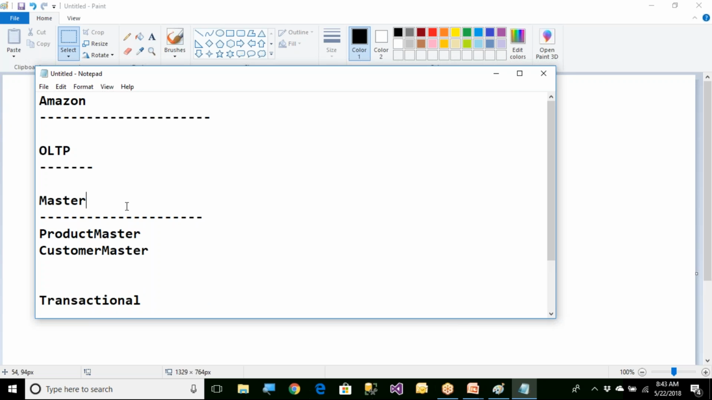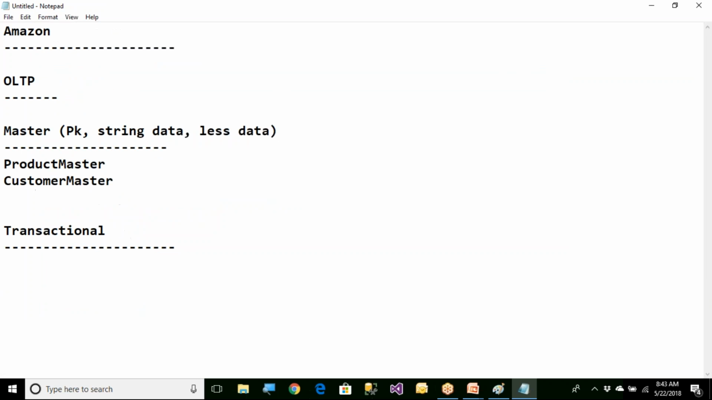So the first question is how can we define this is a master table and this is a transactional table in the OLTP? Master tables will have more primary keys. You have a lot of primary keys in the master tables, and master tables will have a lot of string data or character varying data, and master tables will have less data compared to transactional tables. These are the three parameters you have to understand. Clear? So OLTP database will have master tables and transactional tables.